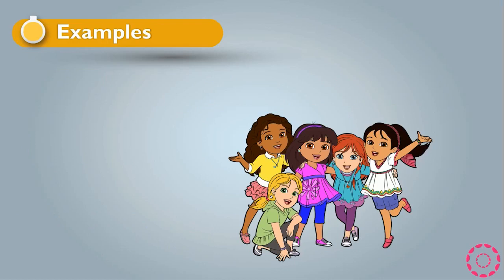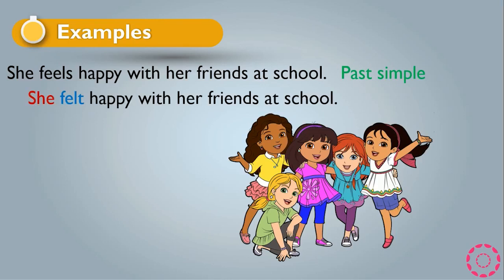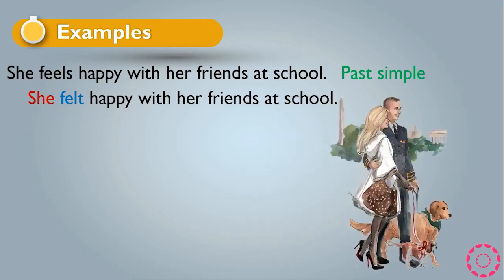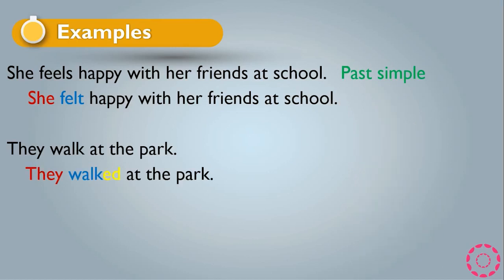For example, we have this picture. She feels happy with her friends at school. It says change to past simple. So the sentence became: she felt happy with her friends at school. Why? We change feels to felt because it is irregular, so we can't add ed to the verb. Next: they walk at the park. This one is a regular verb and became: they walked at the park. As you see, we just add ed to the verb.